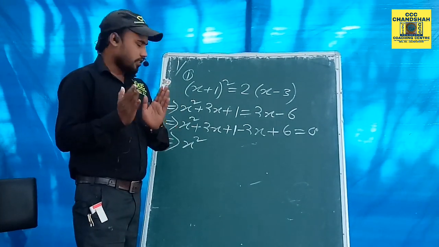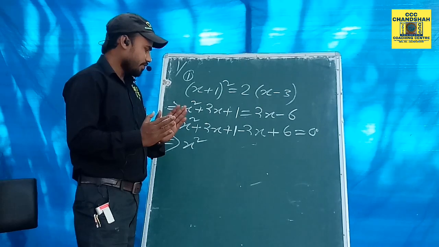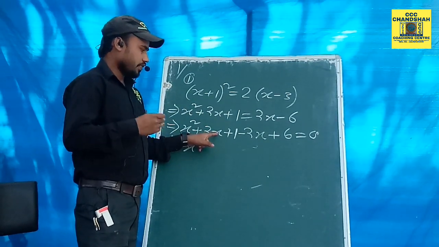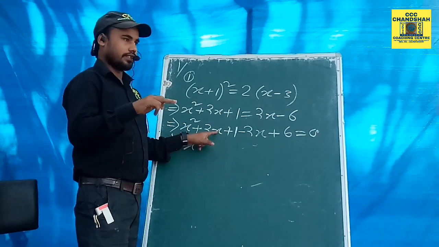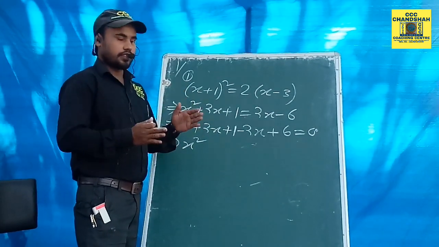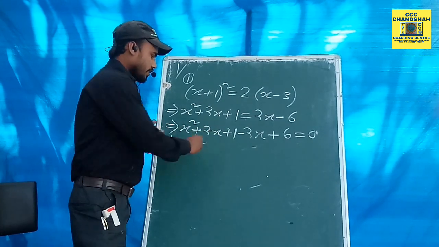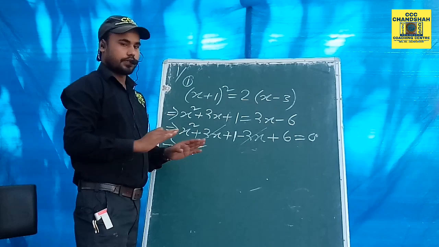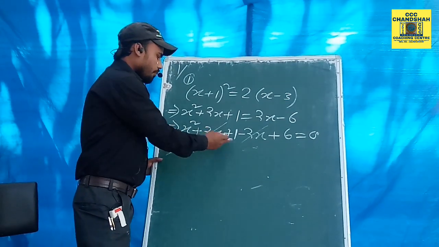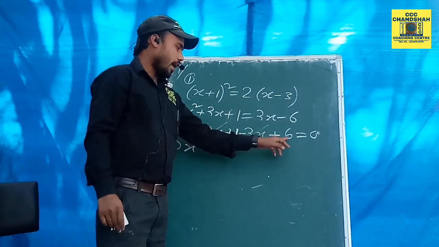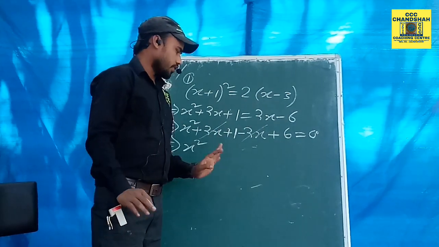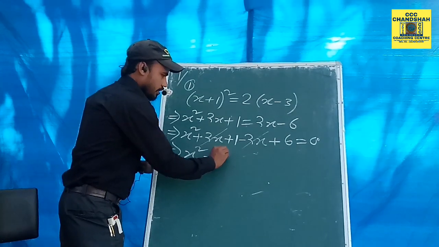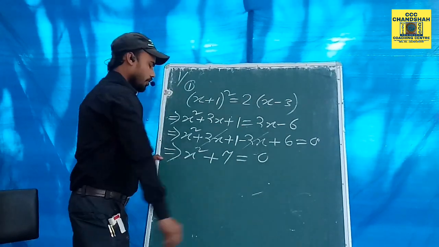Now add these like terms. Which are like terms? If the powers of the variables are the same, then these are called like terms. Okay. Now plus twice x and minus twice x, if you add this, then both these terms will be cancelled. And now this 1 and the 6 will be like terms. Add this. After adding this, what will you get? You will get plus 7 is equal to 0.